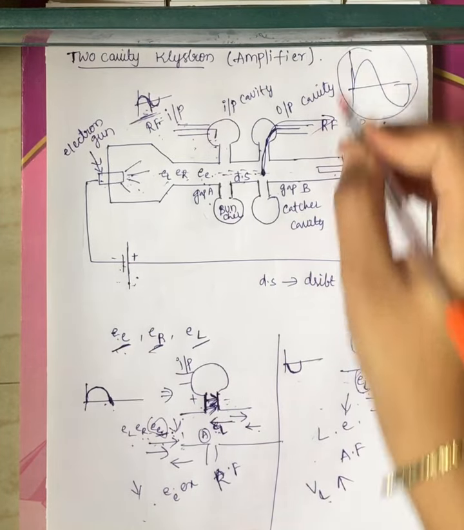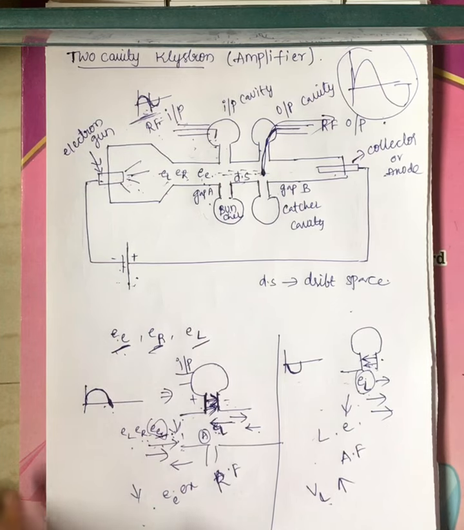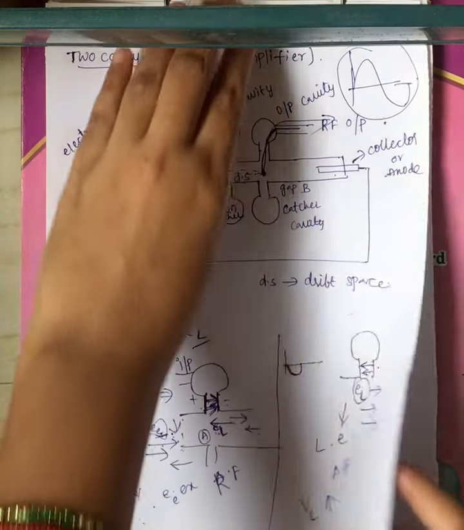Now this is the output which results in amplification of the signal, right? This is about the two cavity klystron, and how the signal is amplified. See, first you have to form an electron bunch, and that will result in amplification of the signal, right? This is how the signal is amplified using a two cavity klystron.